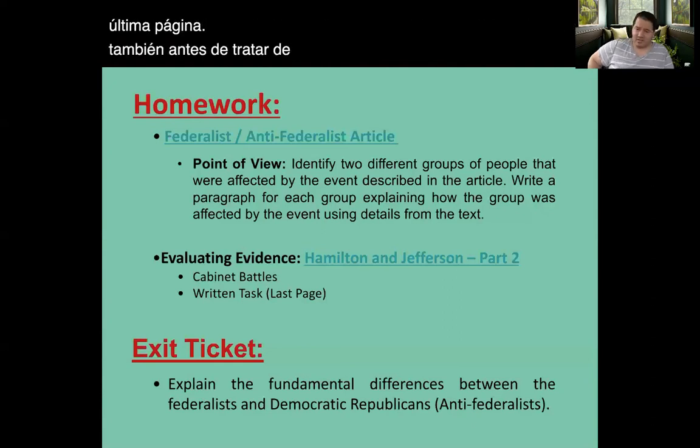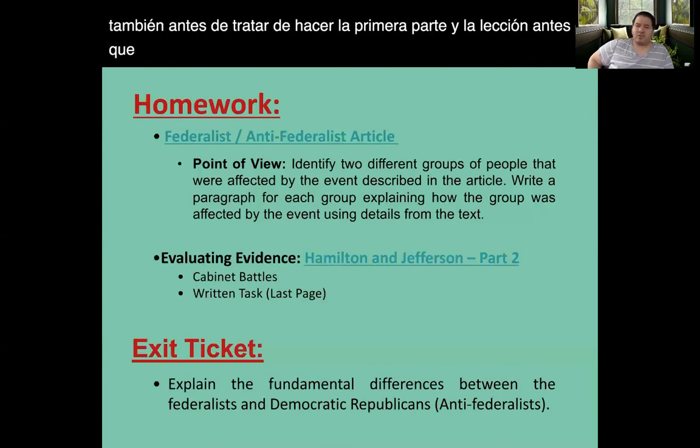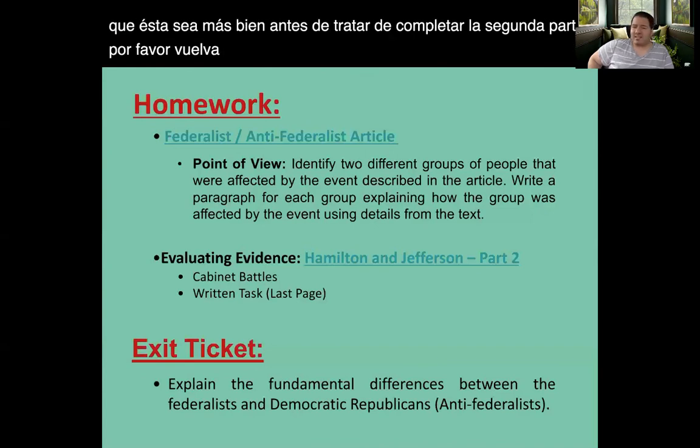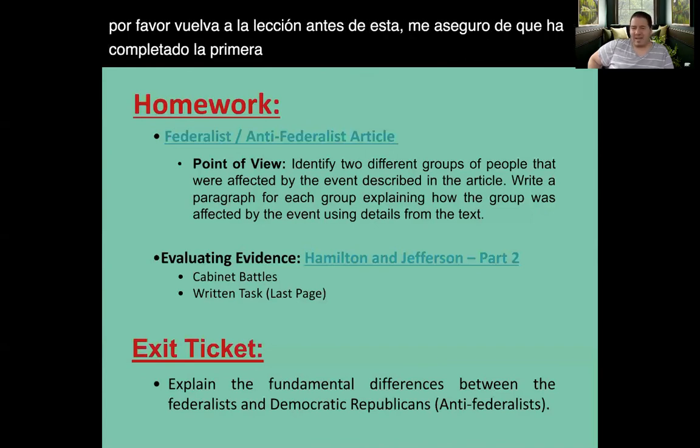Also, before you complete part 2, please go back to the lesson before this one and make sure you've completed part 1 to provide that context for these rap battles, these cabinet battles that you'll be listening to.